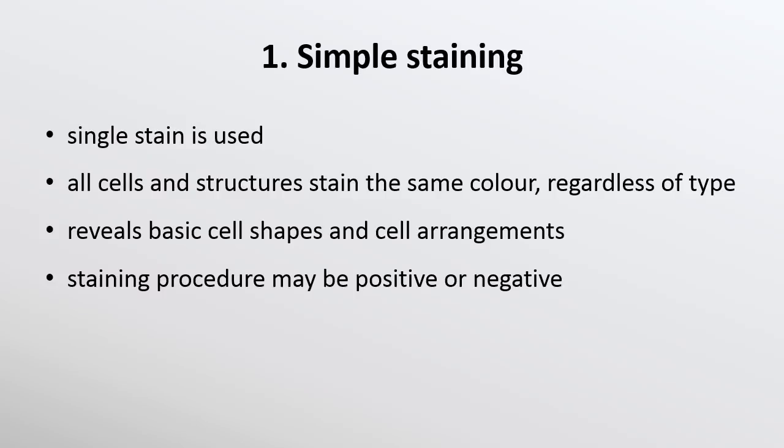Okay, the first is the simple staining. In simple staining, usually we use a single stain or single dye and all the cell structures stain the same color, regardless of type. Let's say you have a blue dye and all the cells will be stained blue. The main objective is to reveal the basic cell shapes and cell arrangement. And this can be divided into positive or negative staining.